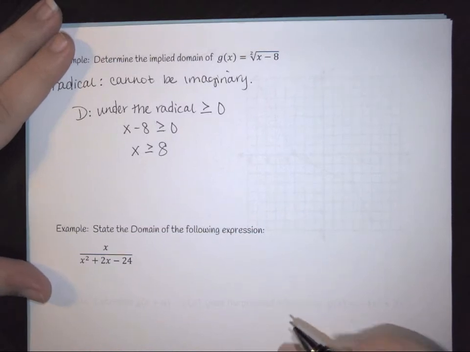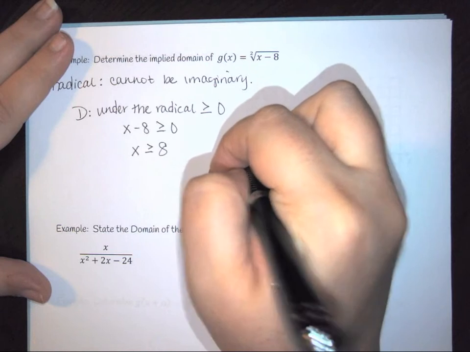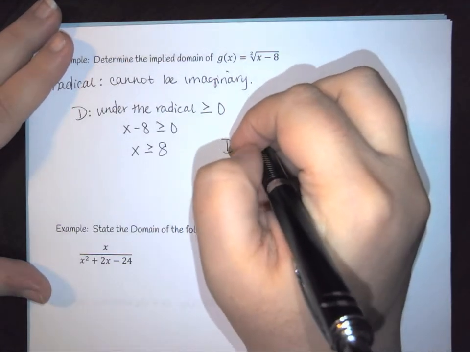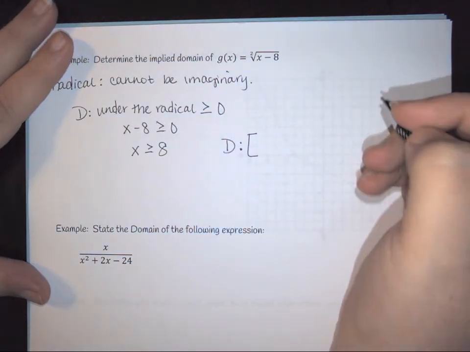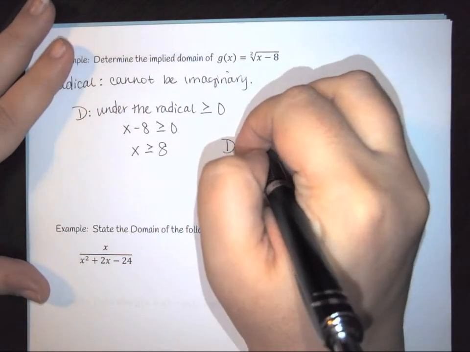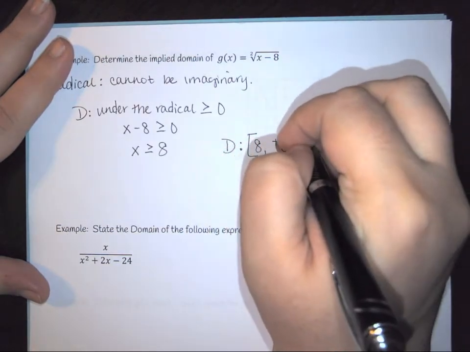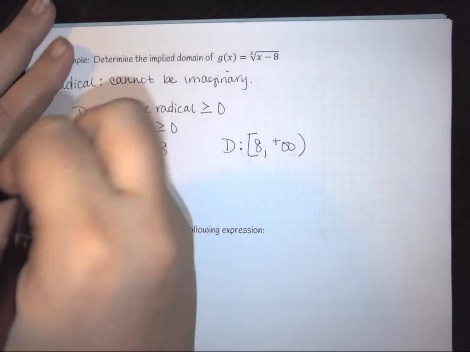So we have to write our interval notation. So the domain here is going to be that we're going to start at 8. So we open a bracket. Bracket means included or equal to. We're going to start at 8 and we're going to travel all the way up to positive infinity and put a parenthesis.